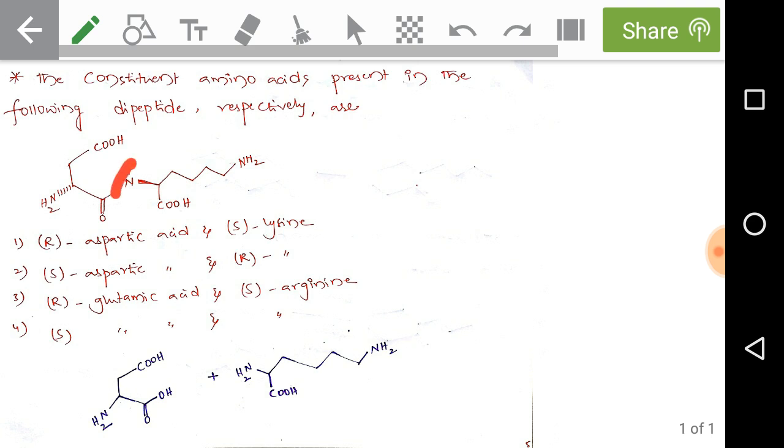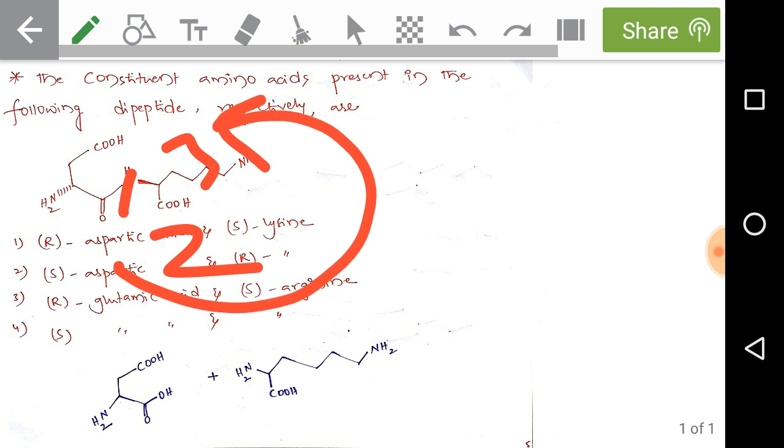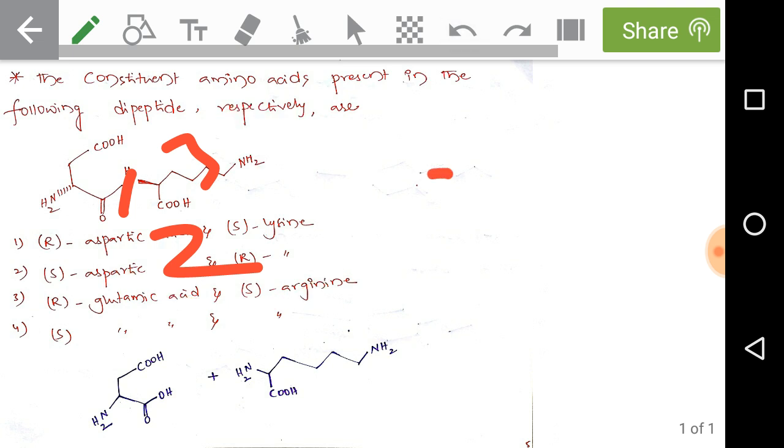In that case, nitrogen gets first priority, so 1, second for this carboxylic group, and third for this. Okay, so for this carbon, the least priority hydrogen is at the backside. Whenever the least priority group is at the backside on the chiral carbon, there is no need to change the priority order. We need to give direct RS nomenclature based on the priority rule. So the priority order is simply in the anti-clockwise direction. That's why we need to give S configuration to that particular lysine.